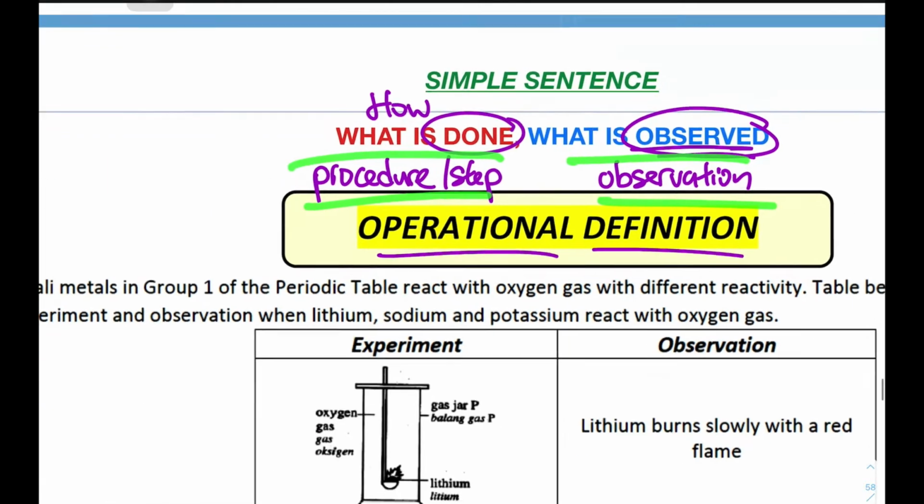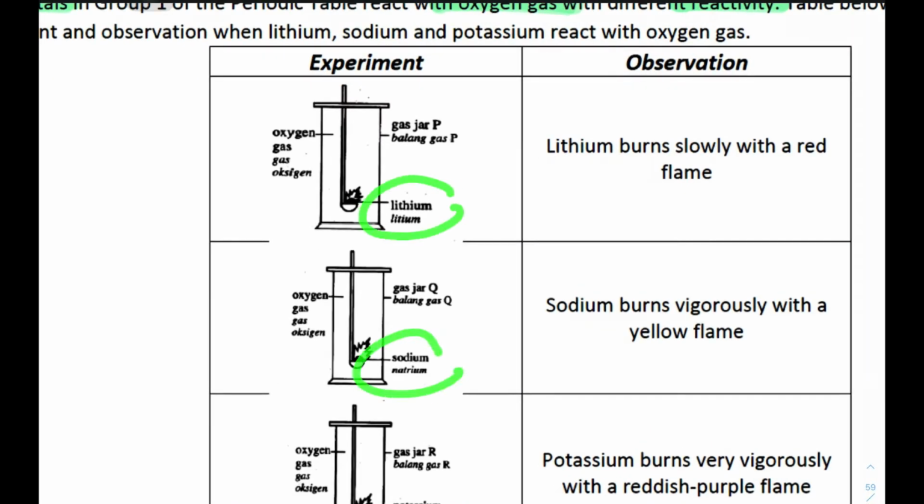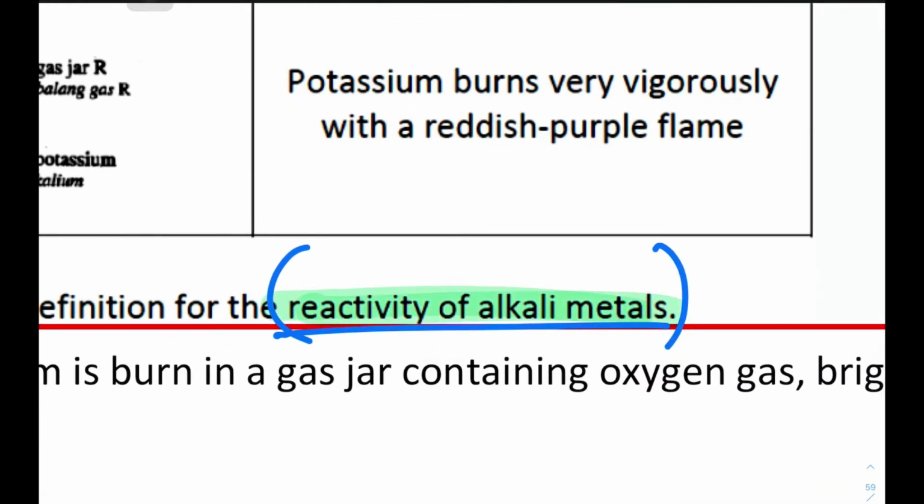So let us look at the experiment on this page. The first experiment here is about the reactivity of alkaline metal with oxygen gas, as you can see from the diagram. Alkaline metals, lithium, sodium, potassium, are reacting with oxygen gas. What is the question about? Give the operational definition for the reactivity of alkaline metal.